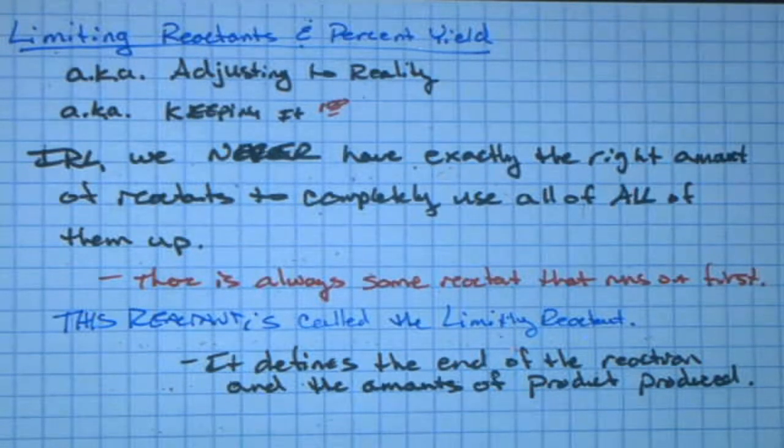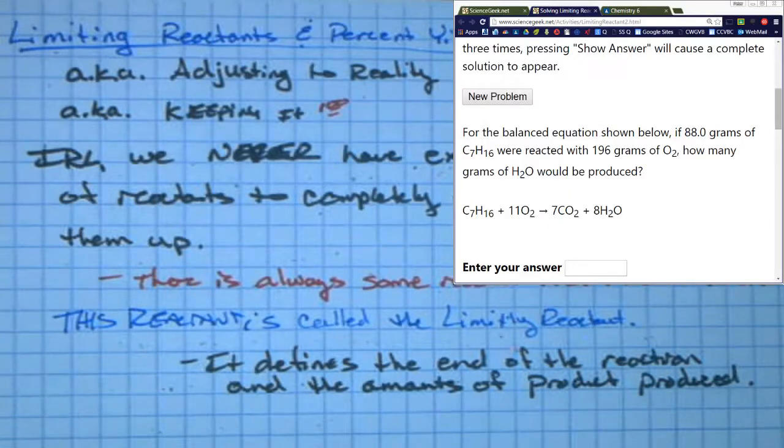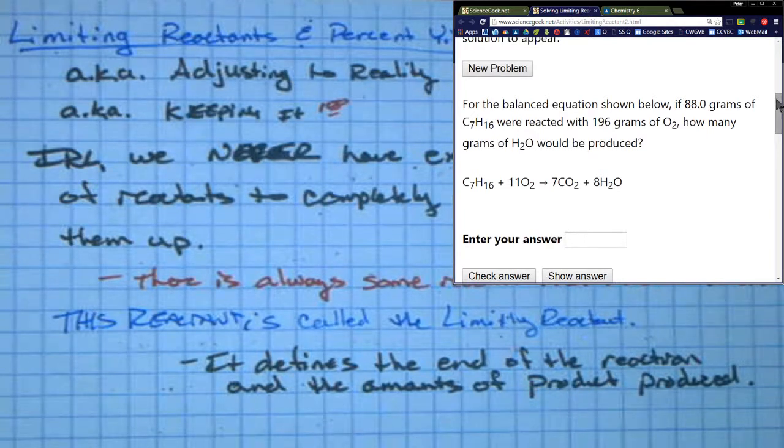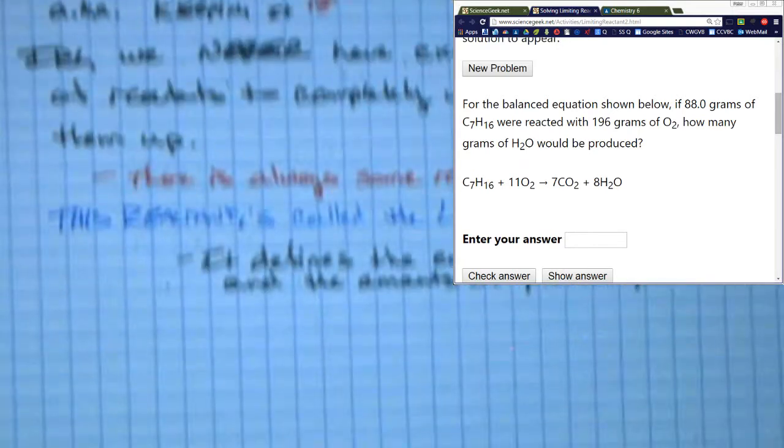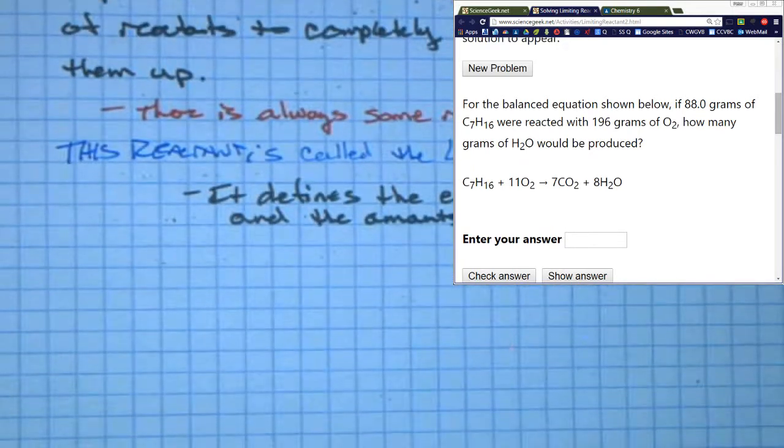Okay, so here's our example, and we're going to work through this one together. For the balanced equation shown below, if we have 88 grams of C7H16 and 196 grams of O2, how many grams of water would be produced? And this is our balanced chemical equation.